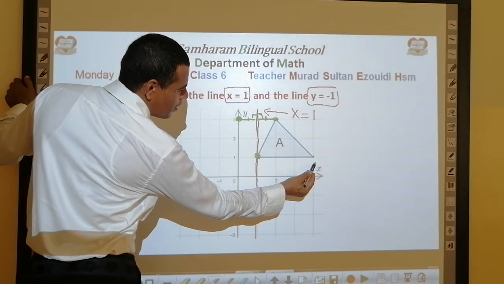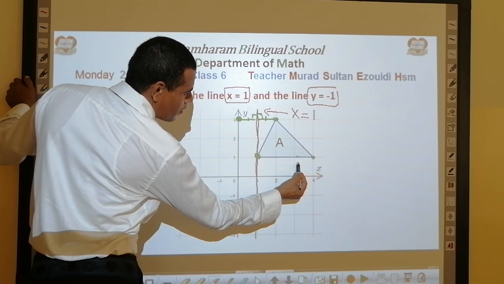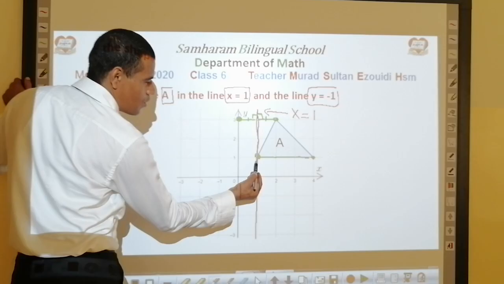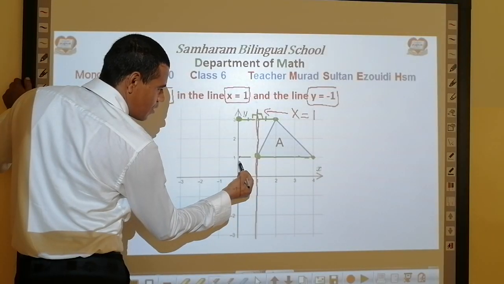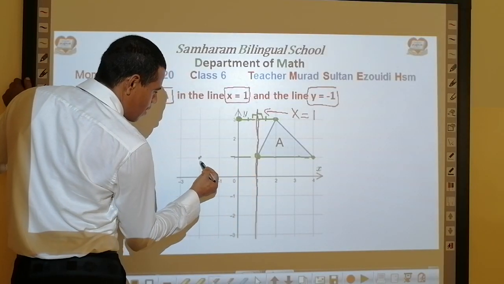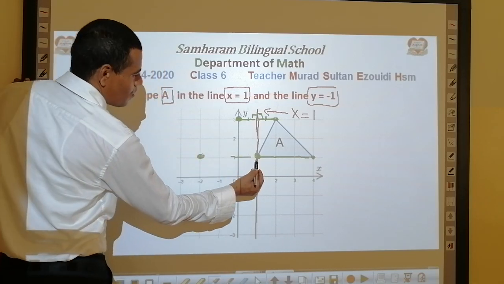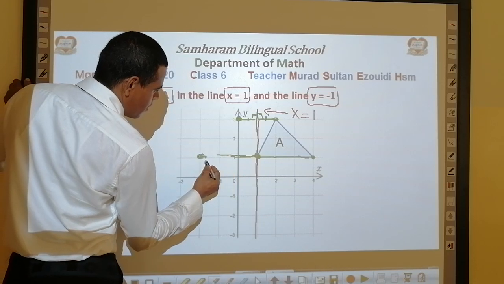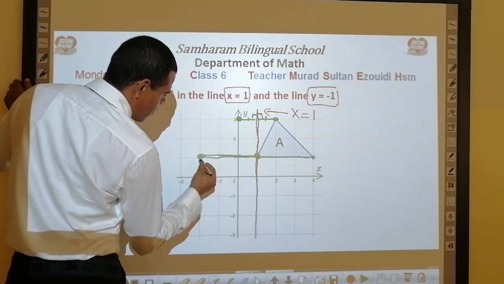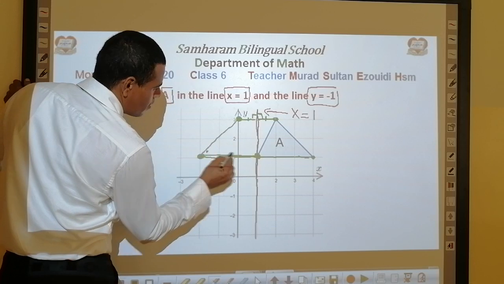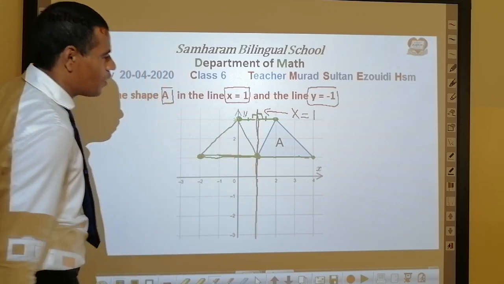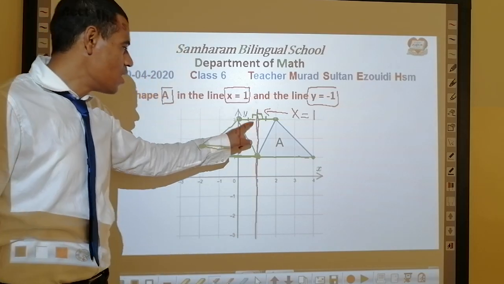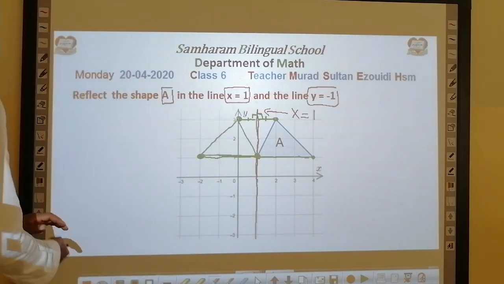But here, how many units? 1, 2, 3. So I should move 3 units to the left. 1, 2, 3. So this one, my kids. Now I will try to join the points. This one is the image of my triangle in the line of reflection x equal 1.